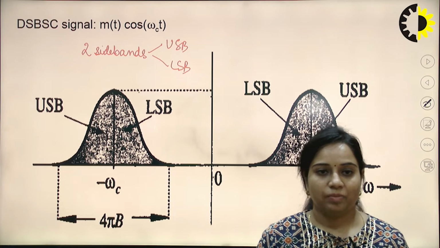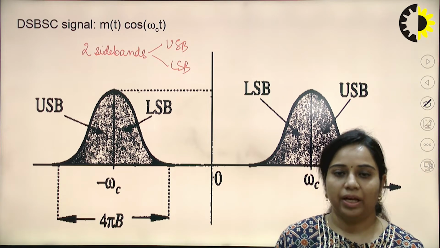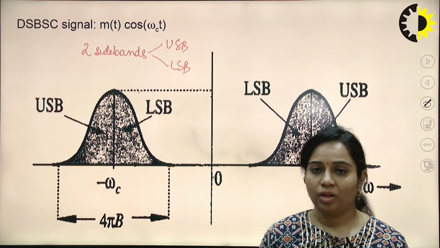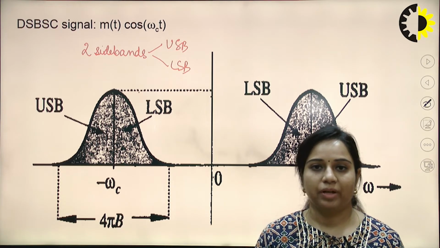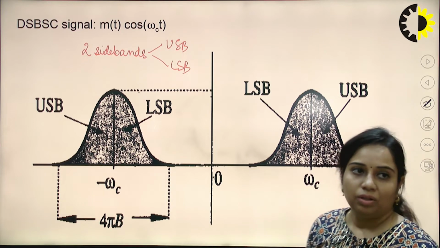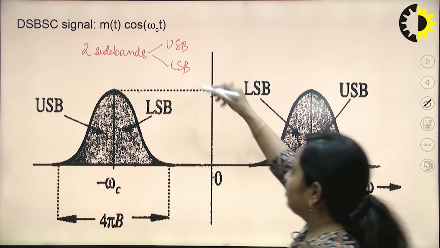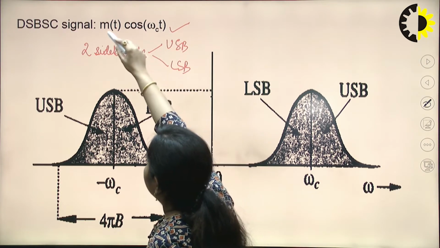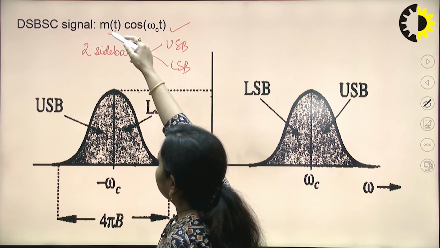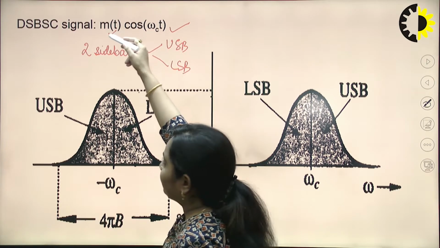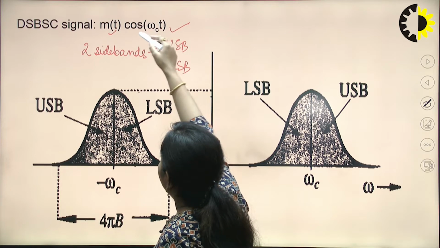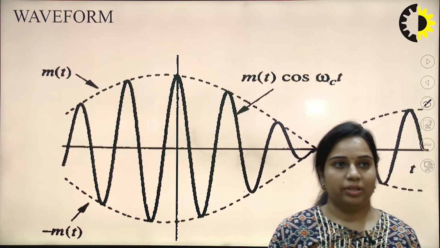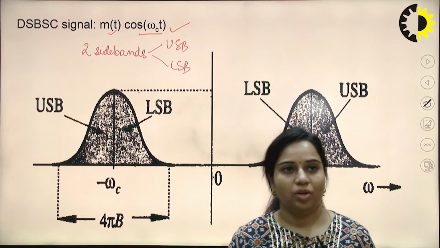Why are we not transmitting the carrier signal? Because it does not carry any kind of information. It is just transmitted to provide synchronization between the transmitter and receiver. So, this is the spectrum and this is the standard equation for the DSB SC signal. m(t) is the message signal, the original continuous time signal. This is multiplied by the carrier signal, cos omega ct. So the DSB SC signal is m(t) cos omega ct.